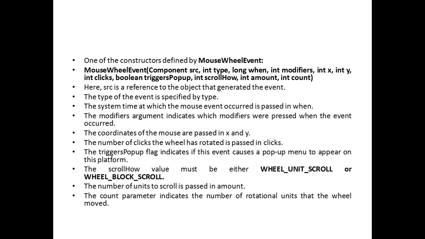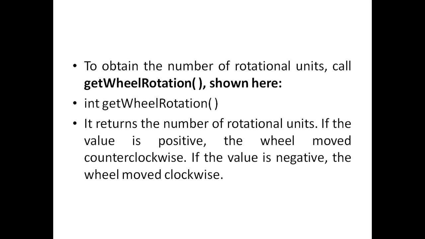The triggersPopup flag indicates if this event causes a pop-up menu to appear on this platform. Then the scrollHow value must be either WHEEL_UNIT_SCROLL or WHEEL_BLOCK_SCROLL. The number of units to scroll is passed in amount. The count parameter indicates the number of rotational units that the wheel moved. Then to obtain the number of rotational units, we can make use of getWheelRotation. It returns the number of rotational units.